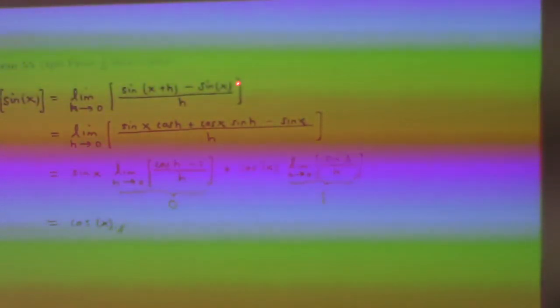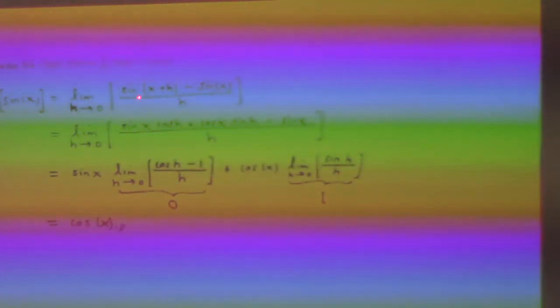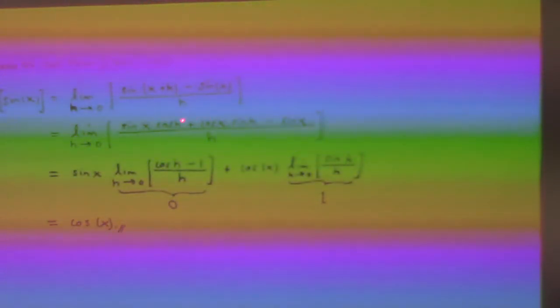Problem 55. I asked you guys to prove that the derivative of sine was cosine. And so I did the limit of the quotient f of x plus h minus f of x, divided by h. And so sine of x plus h is sine x cosine h plus cosine x sine h. This is the adding angles formula for sine.